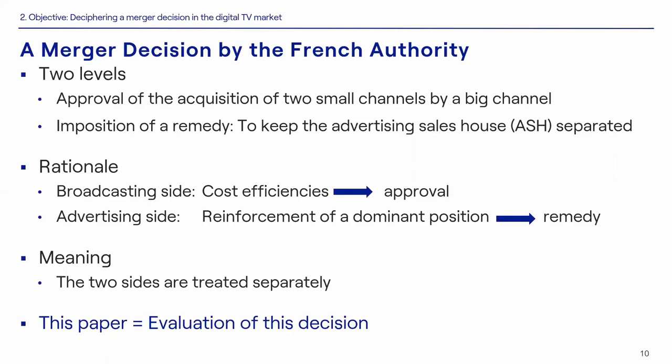On the advertising side, since the big channel was already in a dominant position on the advertising market, the merger would have reinforced this position, and for this reason, they imposed this behavioral remedy. So what is interesting here in the decision of the authority is that the two sides are treated separately. Okay, and so the question is to know whether it was a good decision. Was it coherent with the theory? Was it coherent with the data? And what conclusion can we draw from that?